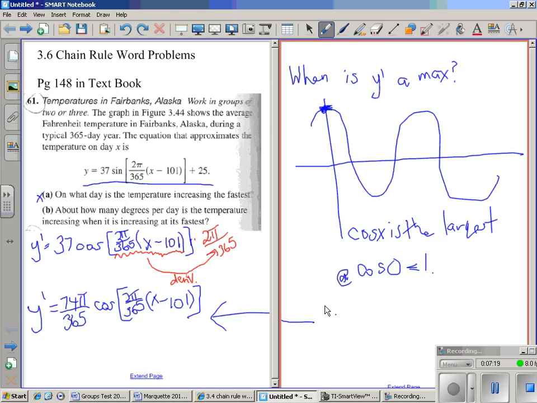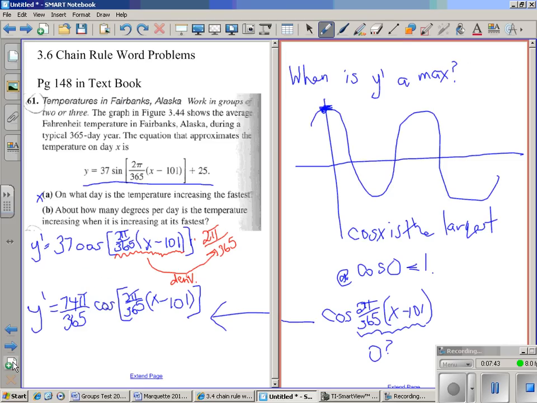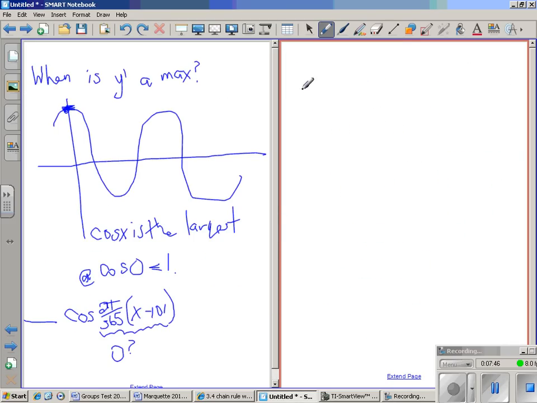Okay, so cosine of 2 pi over 365 times the quantity x minus 101. When is this 0? Okay, it ends up being 0. Oh, sorry. Let's go back. I'll add a new page. It ends up being 0 when x equals 101. Because notice, if I plug in 101 here, I'm going to get the cosine of 0 times that, which is 0. So it's changing the fastest at x equals 101.